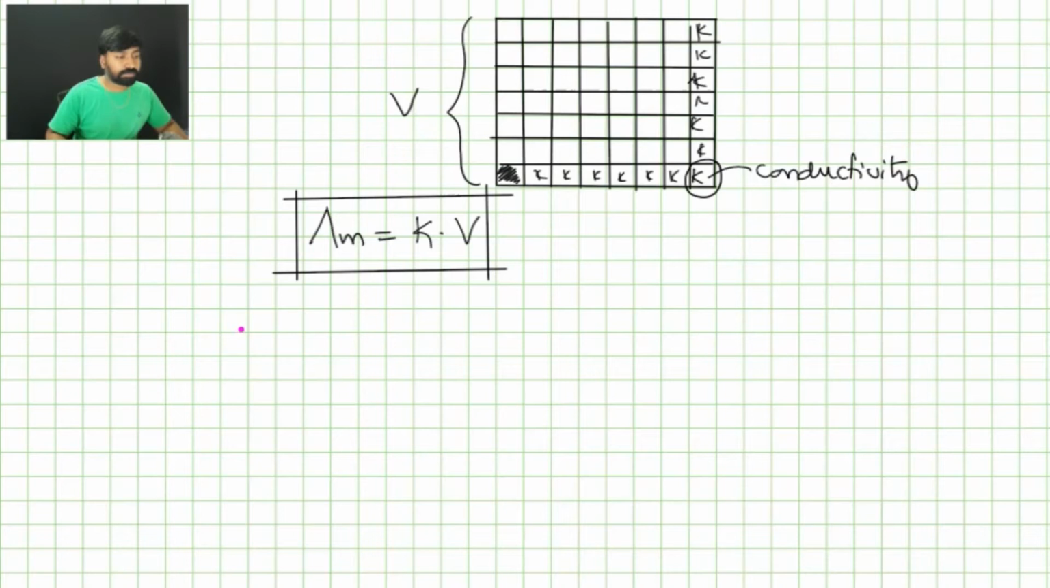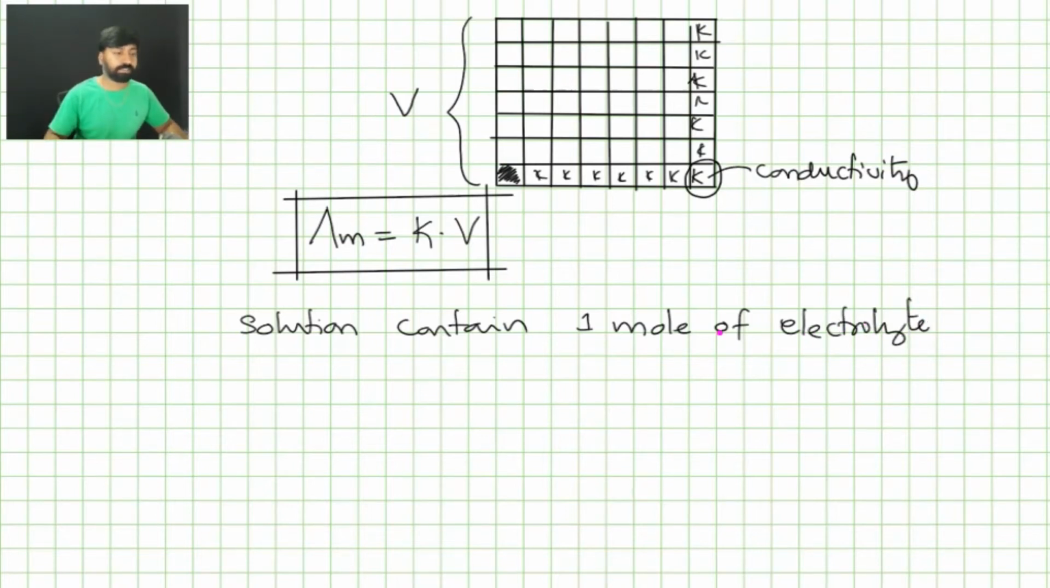As we know, the solution contains 1 mole of electrolyte. Obviously the electrolyte may be strong or weak, whatever it is, we'll discuss that later. So here the solution contains 1 mole of electrolyte in a volume V. The V will be the volume of the container. K is the conductivity.